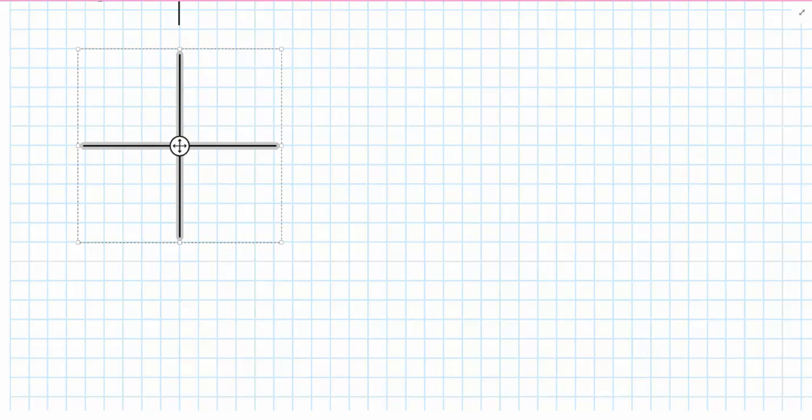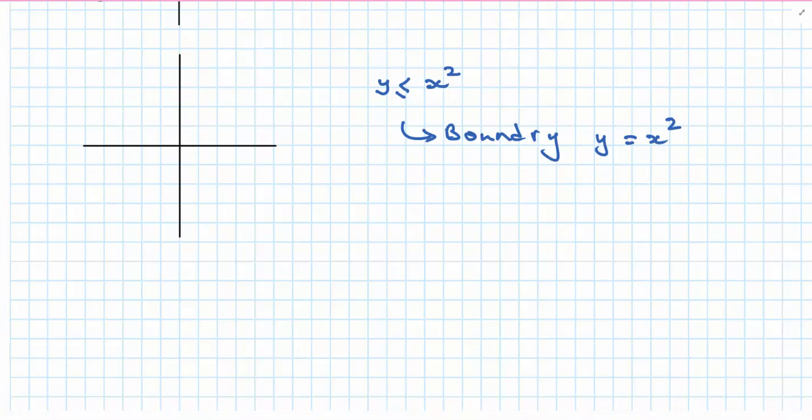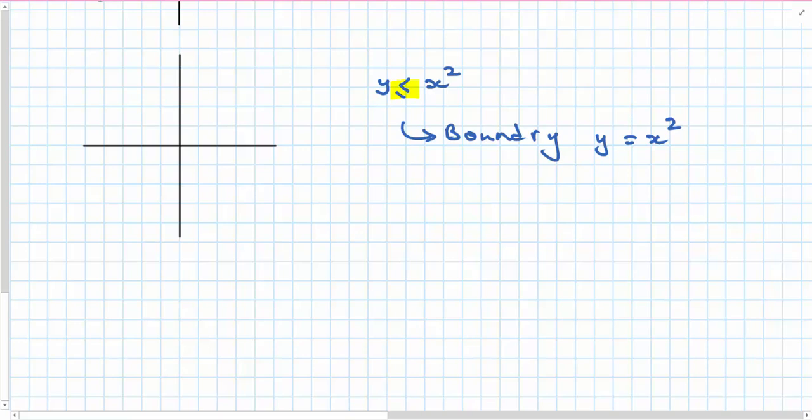Let's have a look at the question where we want to shade y less than or equal to x squared. So in this case, our boundary is going to be y equals x squared. Is the line itself, the curve, included? The answer to that is yes, because of the equal sign.